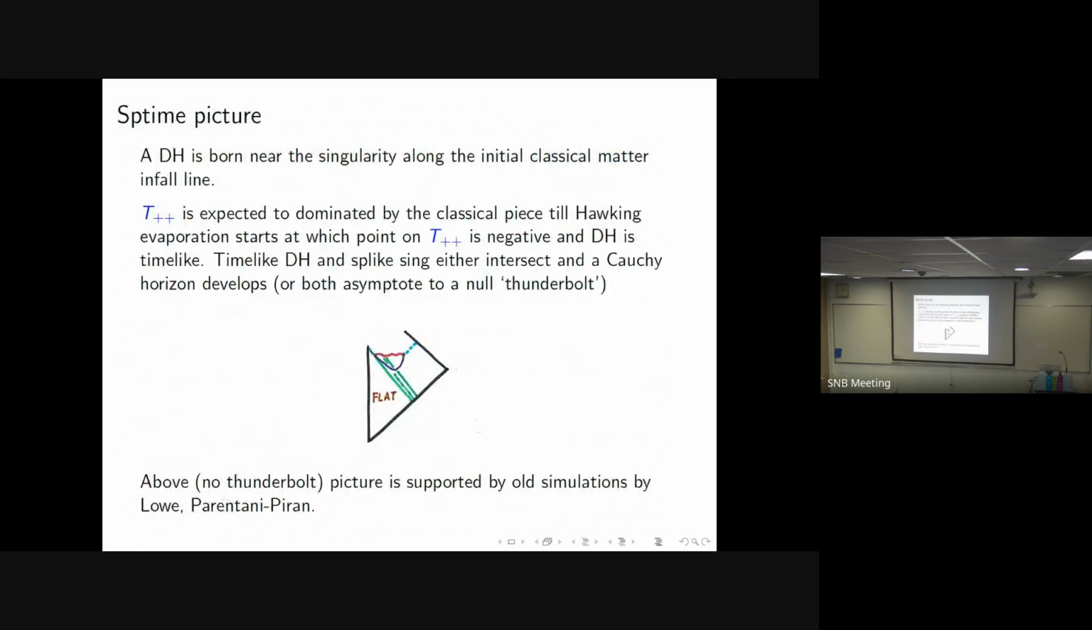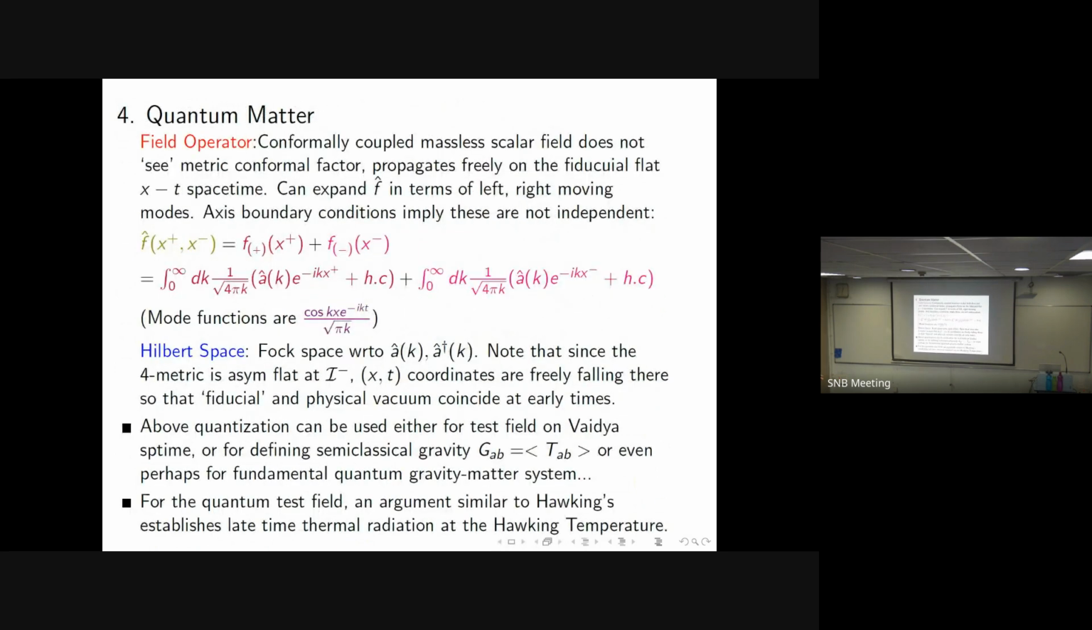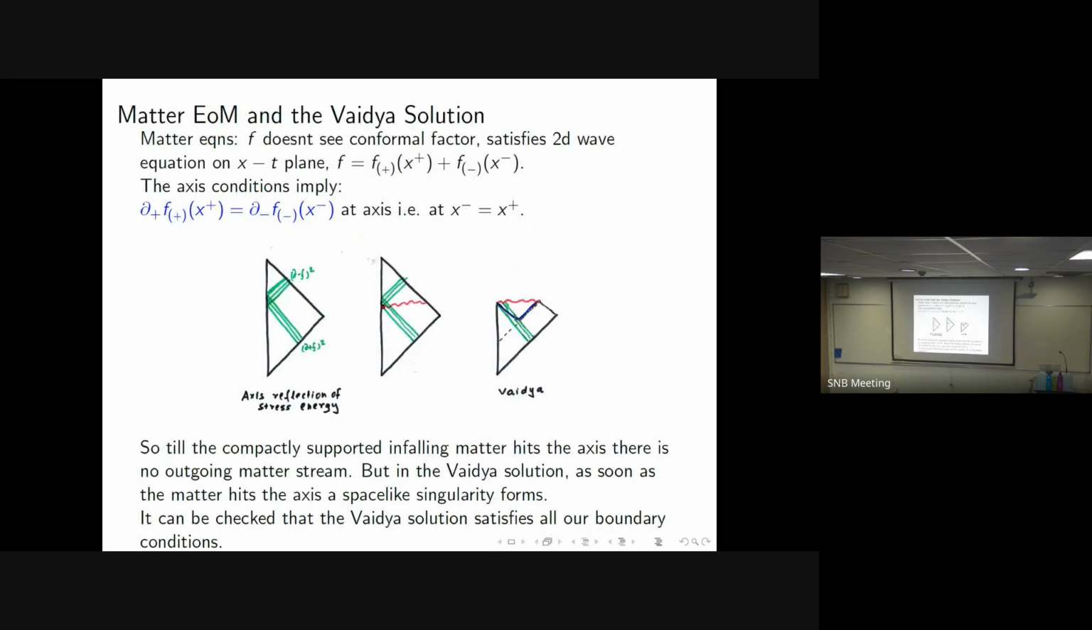This x minus is what the matter is conformally coupled to, so it just sees a flat space-time and doesn't see the conformal factor. This fiducial flat space-time is coordinatized by null coordinates x plus and x minus. So it is that x minus which is of the fiducial flat structure, not the actual curved structure. The actual curved structure is U bar.